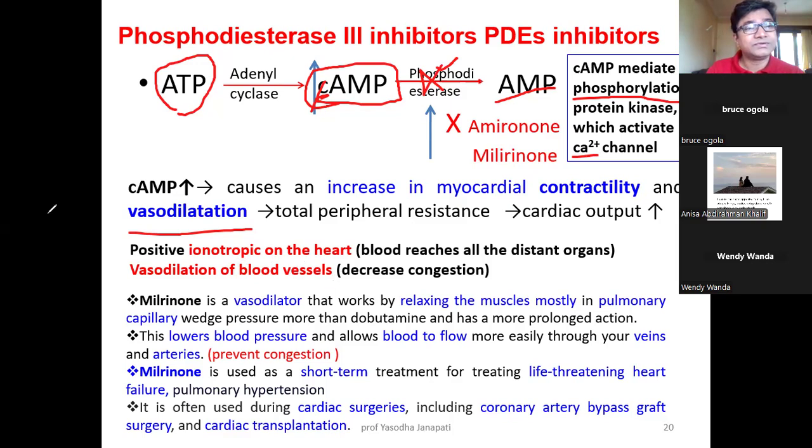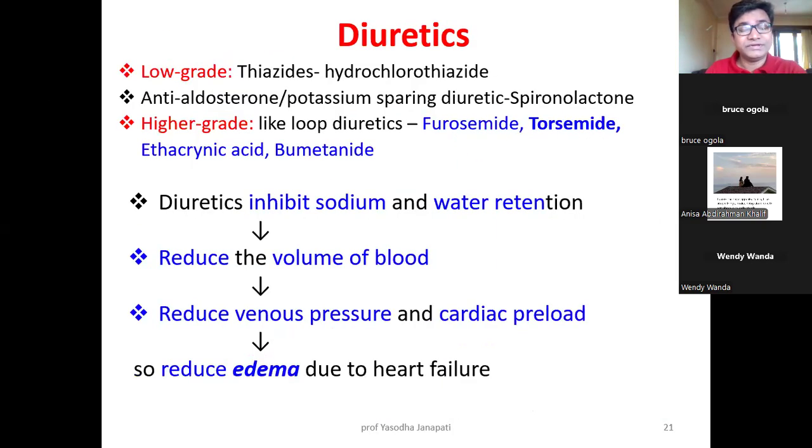Now, let us go to the next slide. Diuretics. Diuretics, very, very important drug. Again, I'm telling that the patient will be given 3 to 4 drugs: digoxin, or any diuretic, or ACE inhibitors, or beta blockers they give. They don't give one drug.